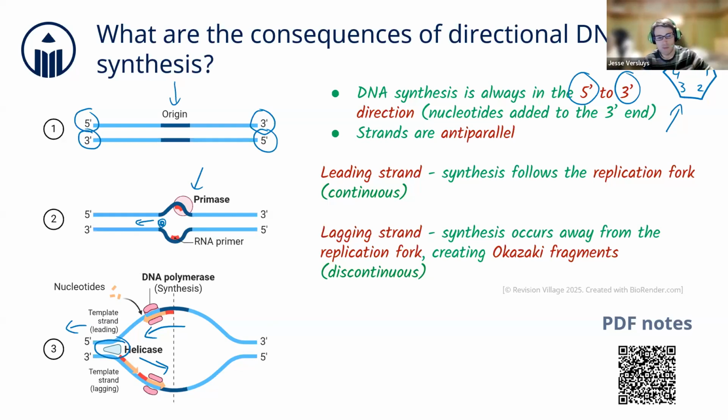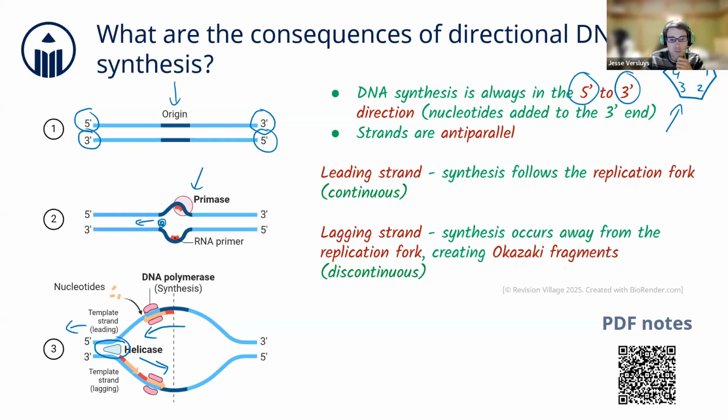It's hard to see in a sort of two-dimensional image that isn't animated or anything, but there's some really good animations online if you ever want to go look up what that actually looks like. It can kind of help you visualize that a little bit. But because of that, it becomes discontinuous, and we have to continuously add new primers and then synthesize a little bit, wait for helicase, and then move over and do the same thing over and over again. So this is why we end up with the leading strand versus the lagging strand. And those can also be called continuous or discontinuous replication.